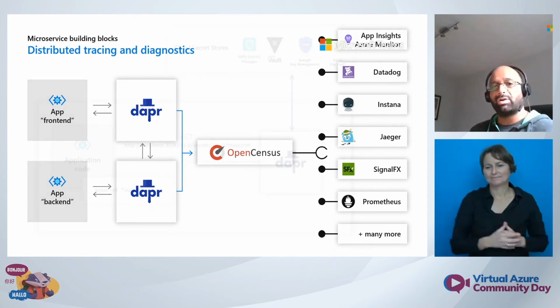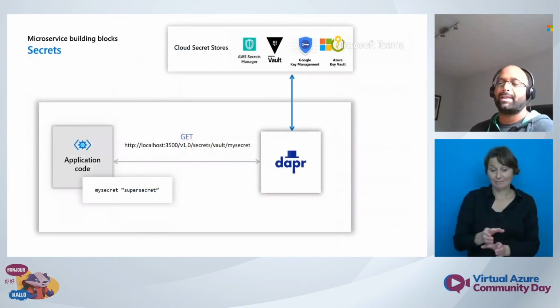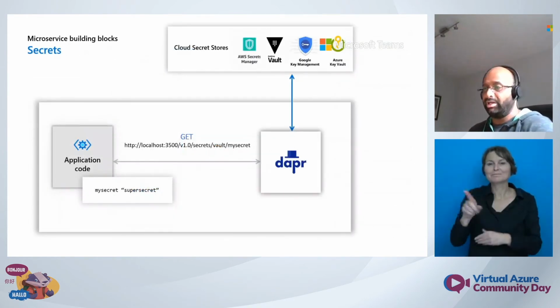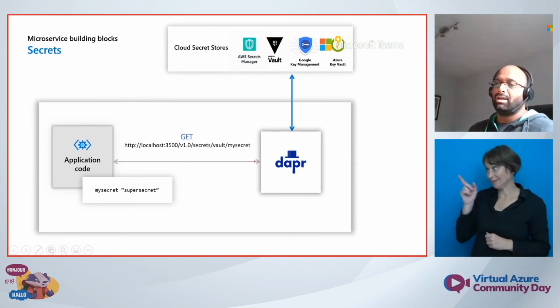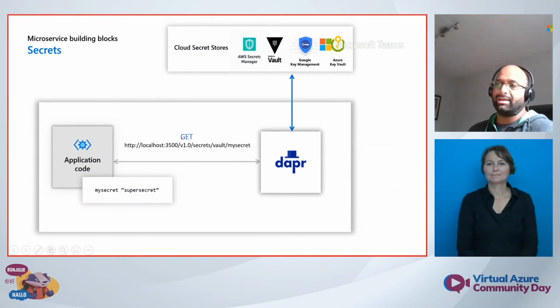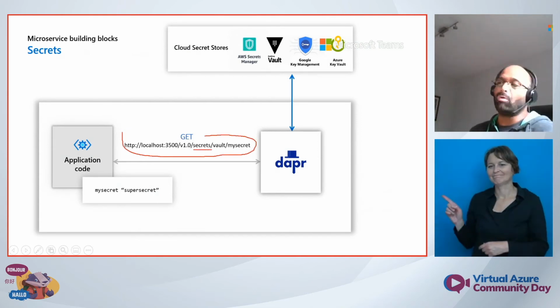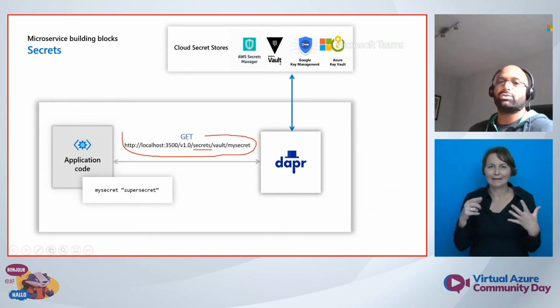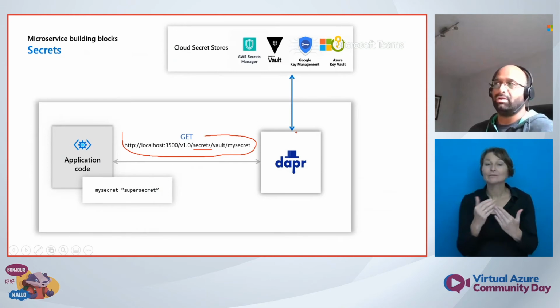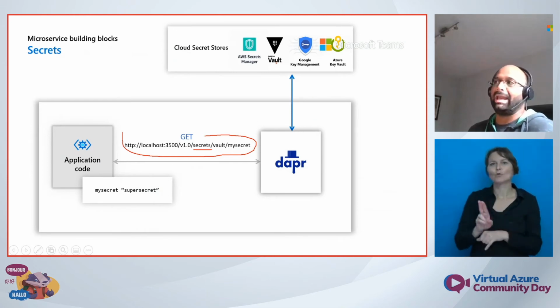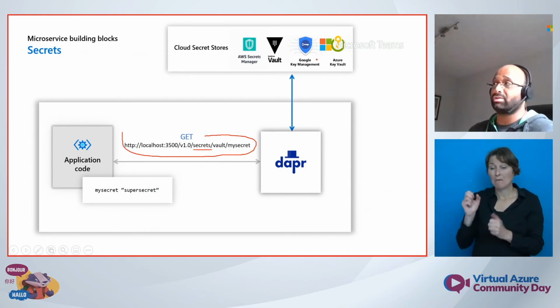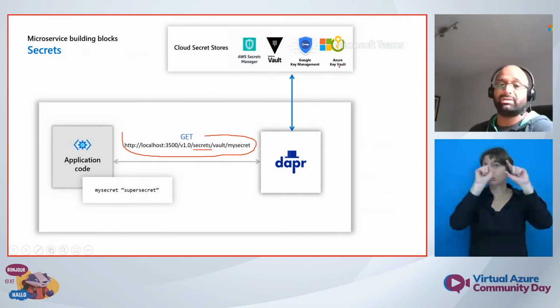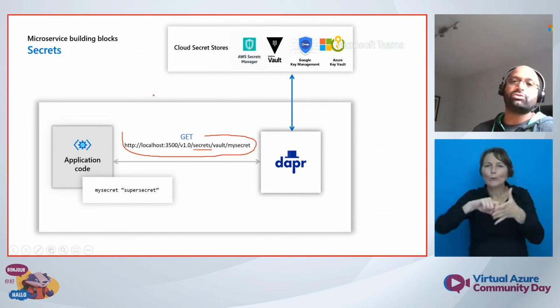The next building block is secret. As you can see over here, this is the way I can access, especially this part, secrets. I can use any vault, say Azure Key Vault or HashiCorp Vault, by using Dapr. And Dapr can use any of these components. It can use Azure Key Vault, Google Key Management. This helped me to do the secret management.